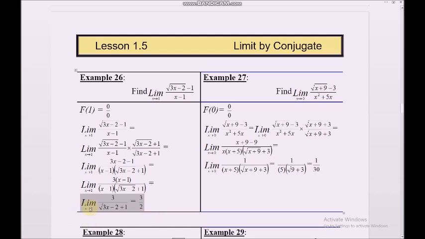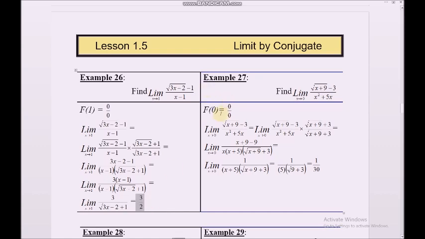Now start substitution using 1. You will get 3 over square root of 3 multiplied by 1 minus 2, all plus 1. The final result is just 3 over 2.